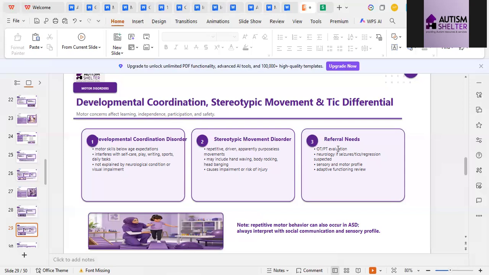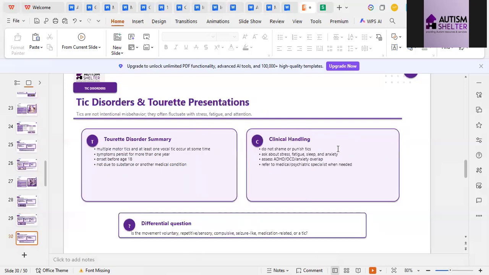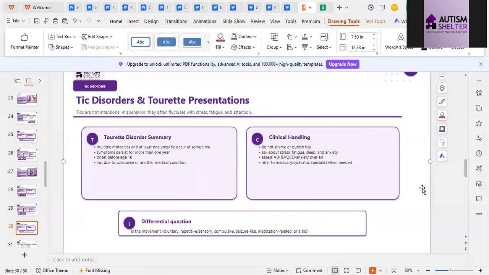We have to involve the occupational therapist, physiotherapist, and speech therapist. You have to look at everything, and neurological testing is very important when it comes to motor movement. So the sensory and motor profile is very important. Tic disorder and Tourette disorder, I have seen very few cases of these. So let's go to the tic disorder and Tourette presentation.